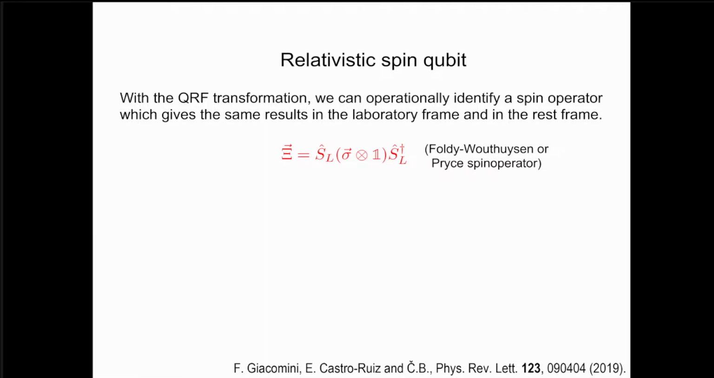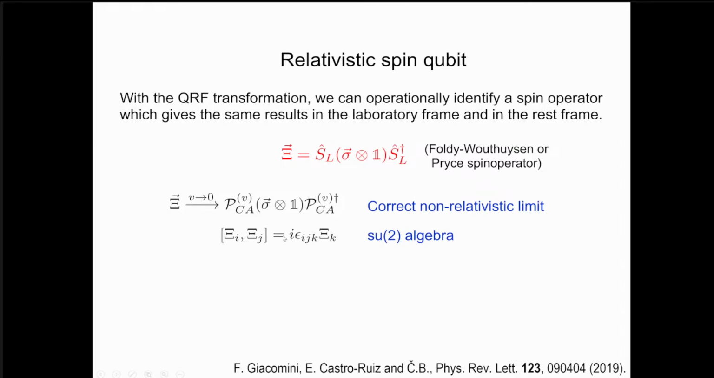What we obtain in this way is, for those who are familiar with spin operators, the Foldy-Wouthuysen or Pryce spin operator, but here justified through the quantum reference frame transformations. And now this operator is the one which we claim should be measured in the laboratory frame. This operator has a very nice correct non-relativistic limit because it's basically the same operator on the spin, just an exchange between C and A. So in the non-relativistic limit, it boils down to the Pauli spin operators. Without going into the limit, for any possible velocities, we have the same SU(2) algebra as the spin operator. So in that sense, they are not distinguishable from the algebraic point of view from the spin operators.